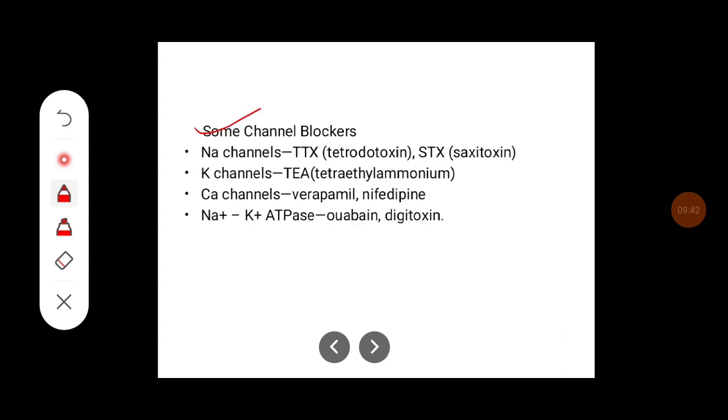Some of the substances which can block these channels: the sodium channels are blocked by tetrodotoxin and saxitoxin, whereas potassium channels are blocked by tetraethyl ammonium. Calcium channels can be blocked by verapamil and nifedipine, whereas sodium potassium ATPase can be blocked by ouabain and digitoxin.